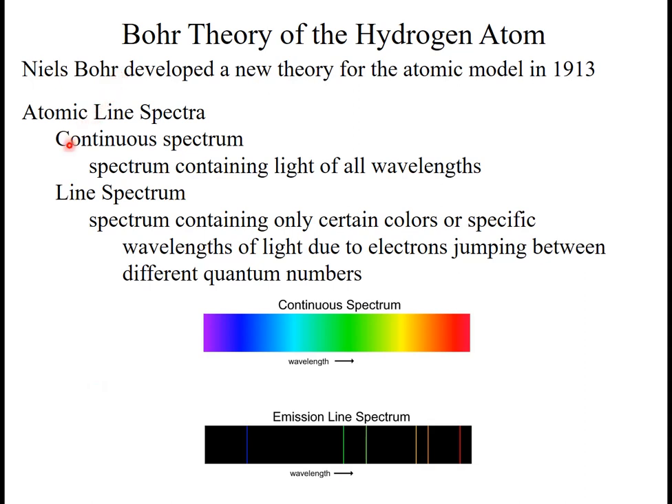To understand this, we first need to understand that there are two types of spectrum out there. There's the continuous spectrum, which is all wavelengths of light. This is Roy G. Biv: red, orange, yellow, green, blue, indigo, violet. And then you have a line spectrum, which only contains certain colors. This is a line spectrum, also called an emission spectrum because this is from an element, which we'll see in just a second.